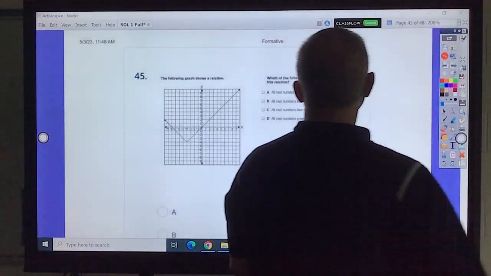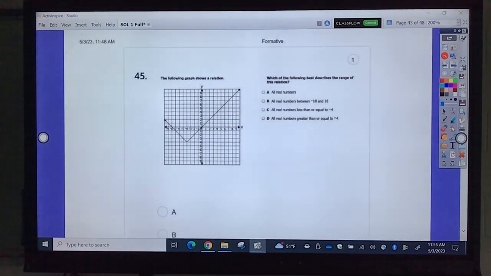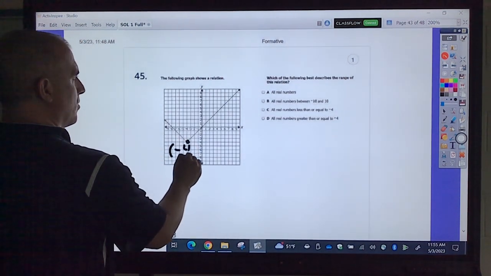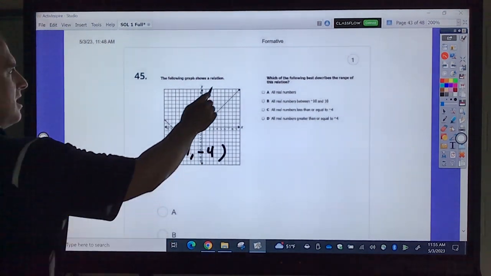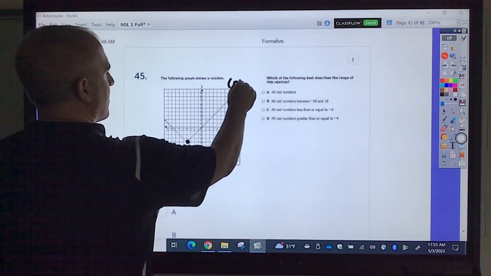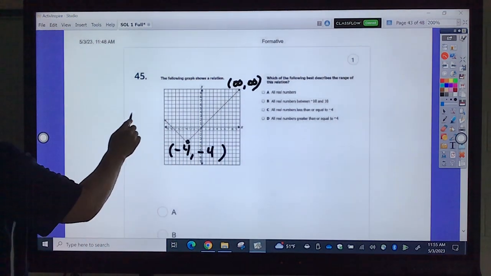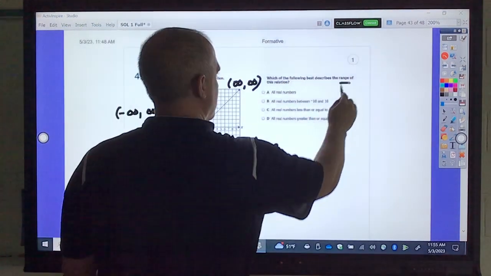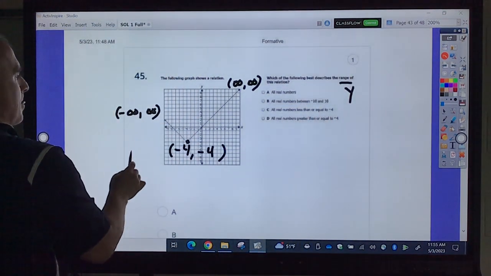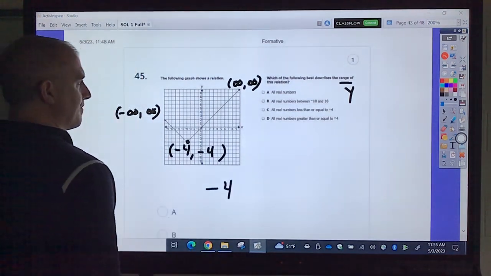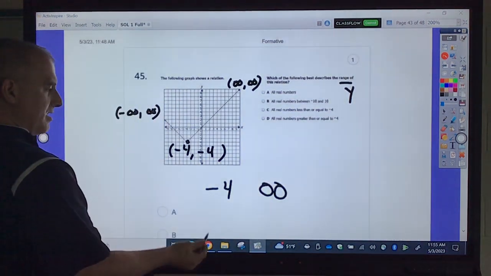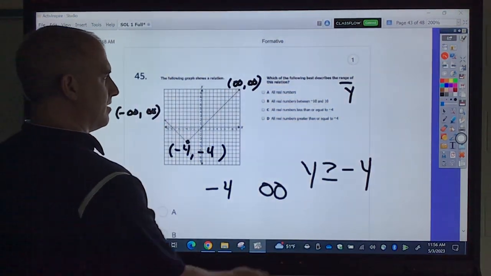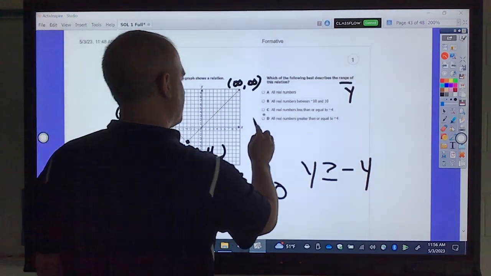Moving on to this: which describes the range. What I got to do is label that, that's -4 over, -4 down. I label this arrow: since it's a right arrow and going up, it's that. Since it's a left arrow and going up, it's that. For range, which is Y values, my smallest Y value here is -4. My biggest is infinity. That means it's got to be greater than or equal to -4.